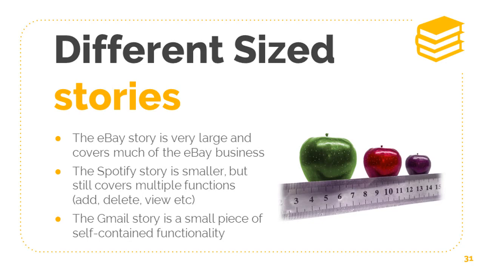Each one of these user stories is perfectly valid in their own way, but they are of very different sizes. The first is a high-level story that literally covers half of the entire eBay website. The second is smaller and describes a specific part of the Spotify application, but one that will still have multiple bits of functionality within it, for example, adding and deleting a playlist. The final story is a simple bit of self-contained functionality.